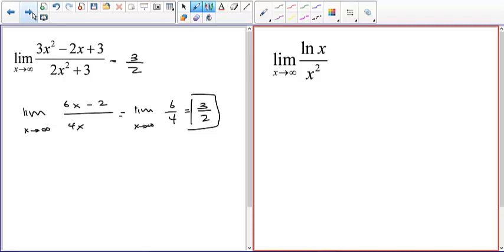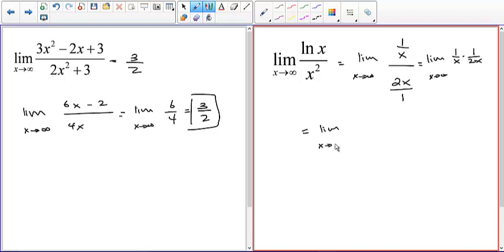Using L'Hopital's rule, we'll get the same answer. So we'll take the derivative of the numerator, which is 1 over x, and the derivative of the denominator is 2x. The problem people would make here is they'd cancel these x's out, but that doesn't work because what I'm really doing is taking 1 over x divided by 2x. So if I simplify this down, it's 1 over x times 1 over 2x, which is 1 over 2x squared.